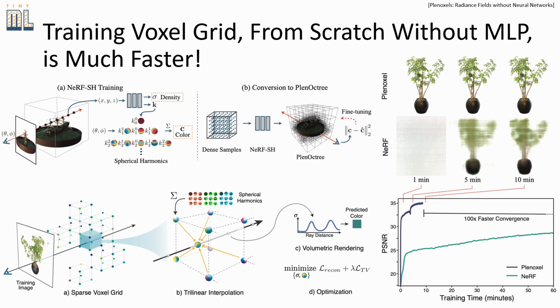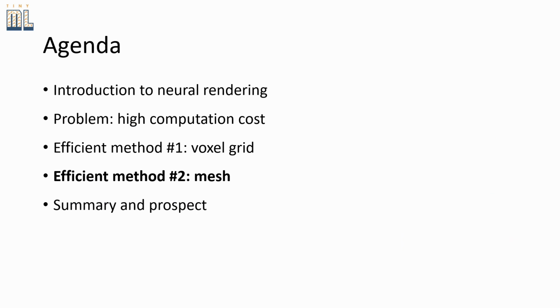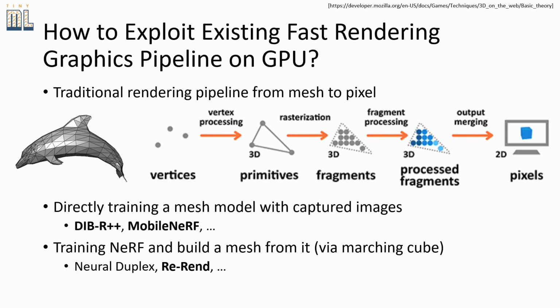Let's see the second approach based on mesh. So on your smartphone, we have a very good graphics pipeline, mostly for games, right? On server GPUs, you can also find a similar efficient graphics pipeline. But this is about image generation, similar to gaming. So we should be able to exploit the existing efficient graphics pipeline. So that's the second approach.